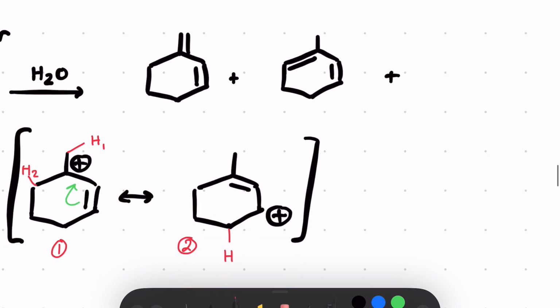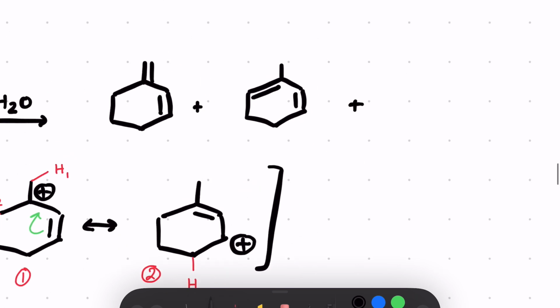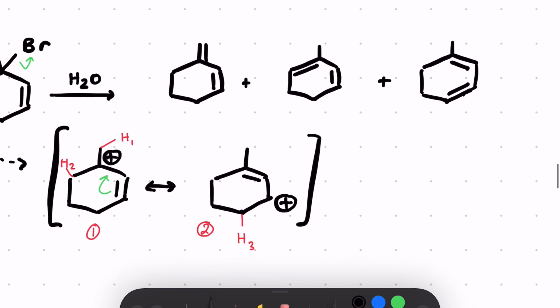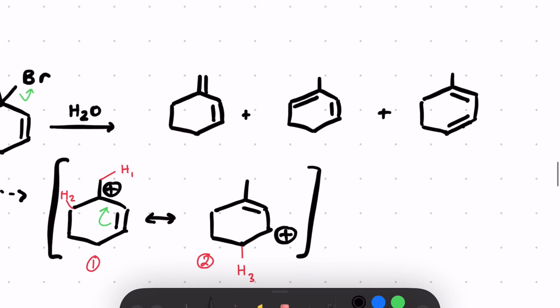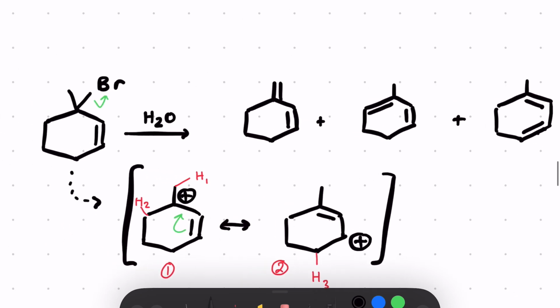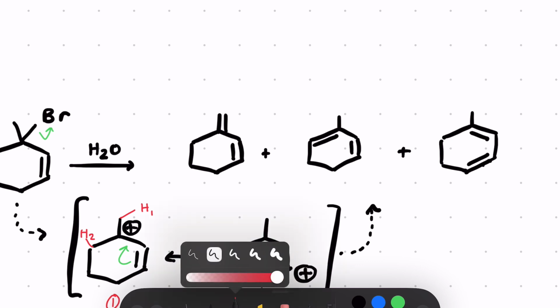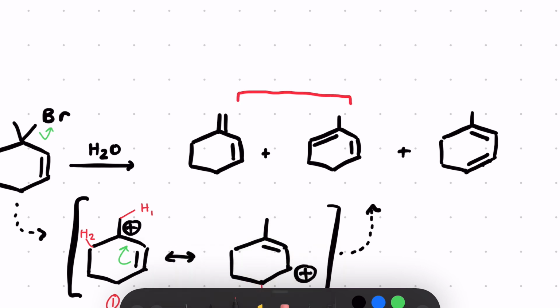And then if I come here and I eliminate H3 on this second resonance structure, I'm going to end up with a product that looks like this. So, as we have seen, based off of this single resonance stabilized carbocation, I can end up with a mixture of products here. I can end up with multiple products. These two are from resonance structure 1, this one is from resonance structure 2.